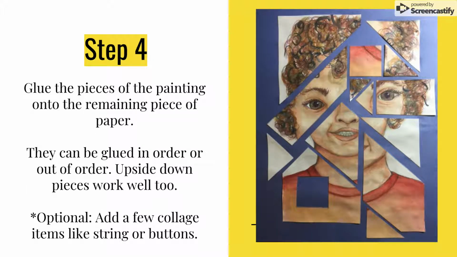And then step 4, the child is going to glue the pieces of the painting back onto the other piece of paper. And they can be glued in any order, in order, out of order, and upside down pieces work really well too. And then once everything's glued down to a piece of paper, you have the option of adding those collage items that I talked about before: strings, buttons, textured paper, anything that they can think of. I did not do that in my example because I didn't have anything at home. But as you can see, I rearranged the pieces to make something look a little bit different.